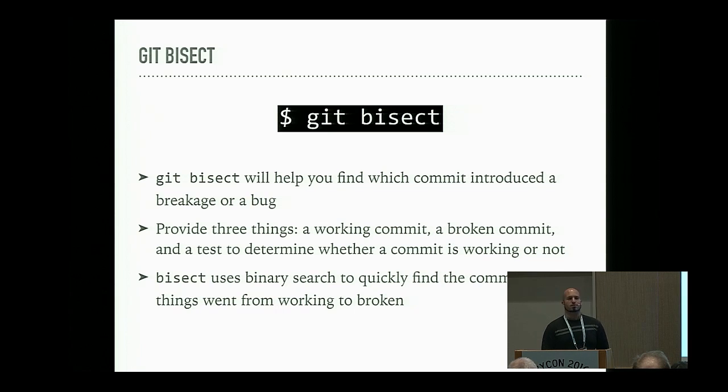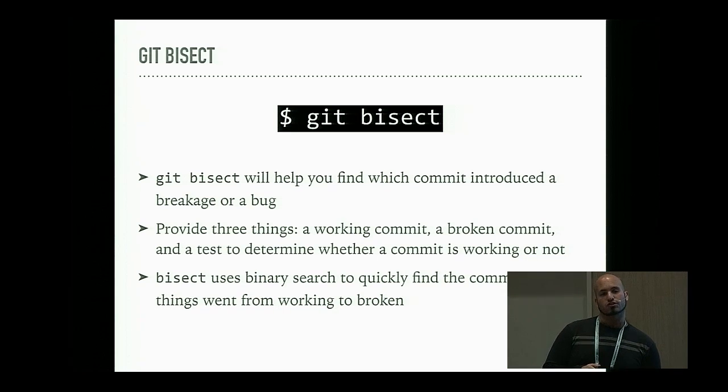Bisect is also super, super handy. Bisect will help you find which commit introduced a breakage or a bug. And it'll do that using binary search to quickly find the commit instead of having to check every single commit. So you need three things: a working commit, a broken commit, and a test to determine whether that commit is broken or not.